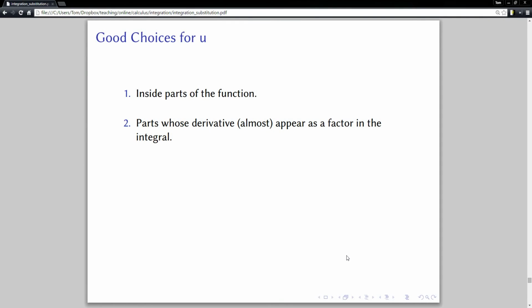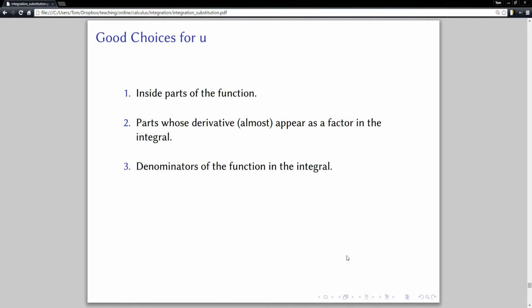The other thing is parts of the function whose derivative, or almost, appears as a factor in the integral. So in other words, if you have x cubed or something, and then in the integral you see 3x squared in there somewhere, then that's probably a good sign that u, especially if the x cubed is inside of another function, that you would pick u to be x cubed. And it doesn't have to be exactly 3x squared. That's why I say almost. It could be x squared or 5x squared or 7x squared, where it differs by a constant, because you can adjust your du, and so the constant part of it really doesn't matter that much.